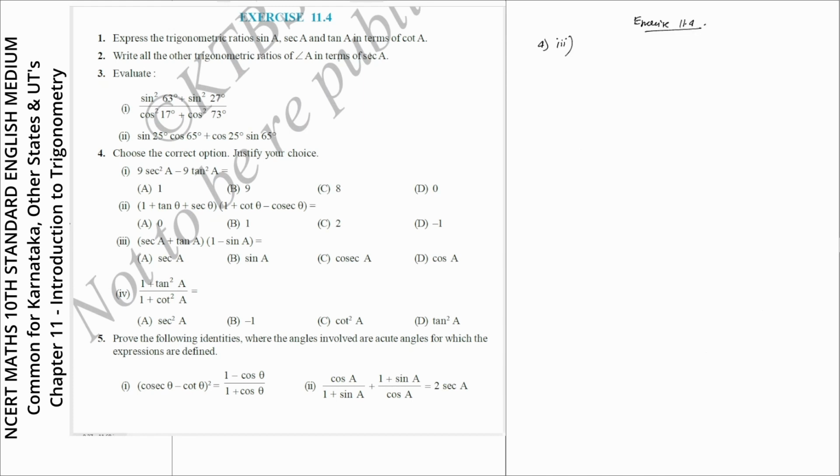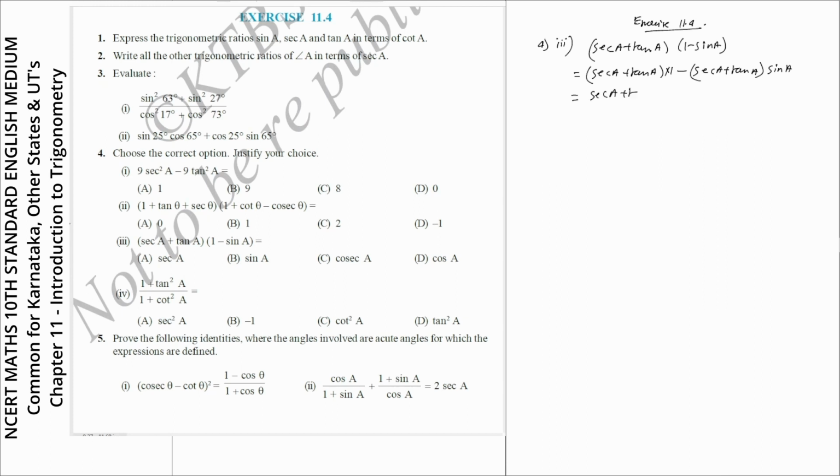Exercise 11.4, fourth question, sub question 3. Secant A plus tan A into 1 minus sin A. What is the value of this one? Now I will open the bracket. When I open the bracket, secant A plus tan A into 1 minus secant A plus tan A into sin A I will get. So again I will further open the bracket.